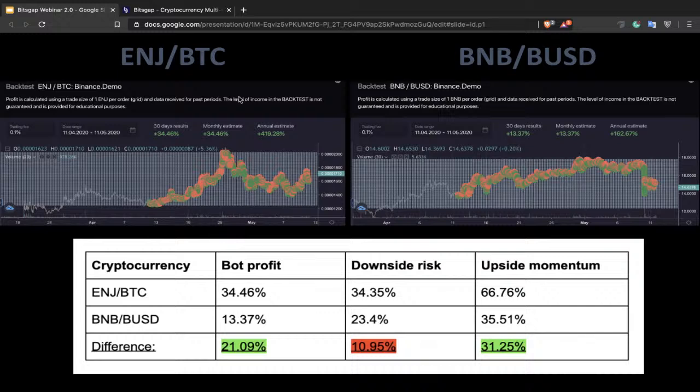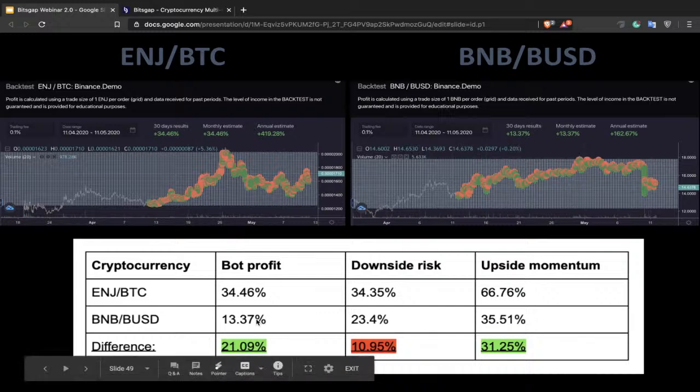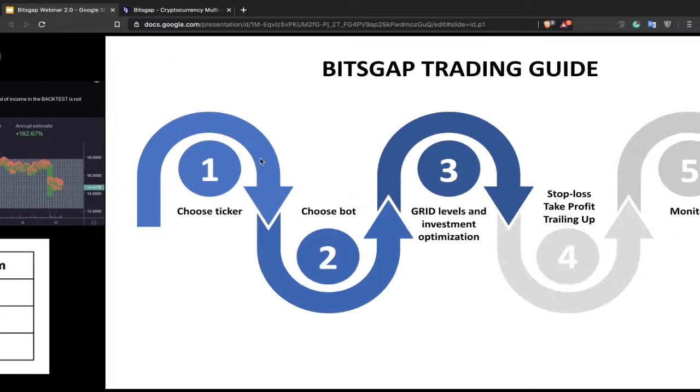If you are a risk taker, then you are looking for those cryptocurrencies that have a higher volatility and have higher returns for a given period of time in bot profit. But if you are risk averse and you are quite conservative when it comes to risk, then you are looking for those that offer lower returns, but as a price of that, they have a lower risk. All right, so here's how you can use backtesting.